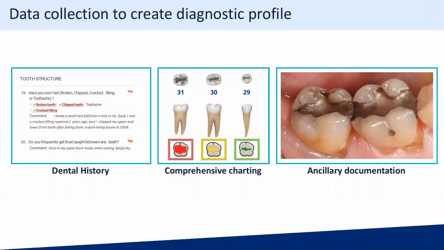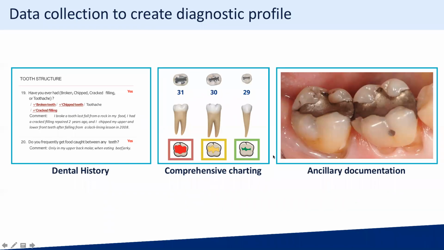So based on all the information that we talked about, you have the dental history, you have the comprehensive charting that we talked about, and all the ancillary documentation, the pictures, the photos that you collect. All of that will create a diagnostic profile for the patient that will help you analyze the diagnostic opinion and the risks associated with every one of those teeth.